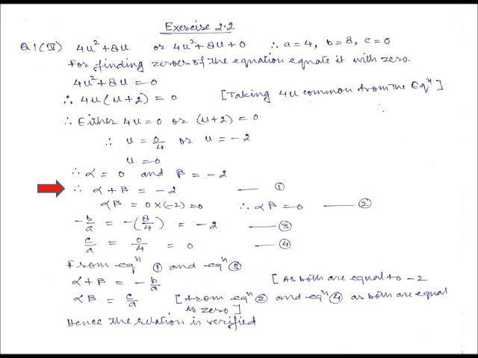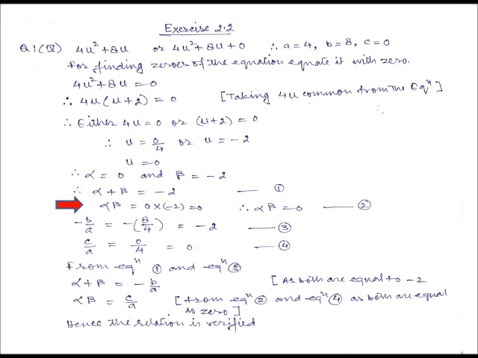Now adding the two roots alpha and beta, we get alpha plus beta is equal to minus 2. This is equation number 1. On multiplying both the roots, we get alpha into beta is equal to 0 into minus 2. That comes out to be 0. Therefore, alpha into beta is equal to 0. This is equation number 2.